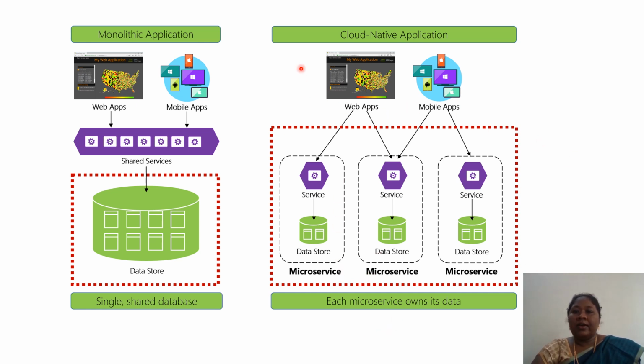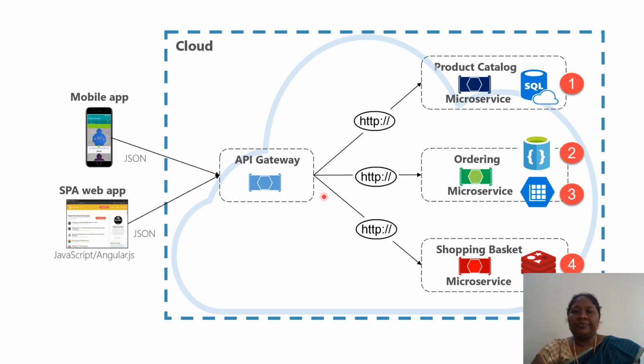So that is called a cloud. In a cloud platform, you can put it, and different user requests will be handled by different resources. So this is the monolithic based database, and this is a microservice based database. Each microservice owns its data, but here it's a single shared database. So that is a difference.